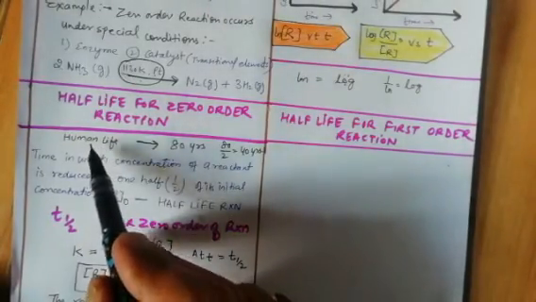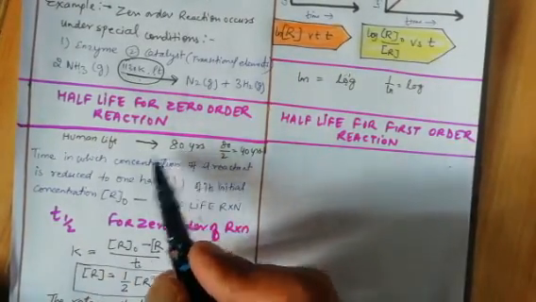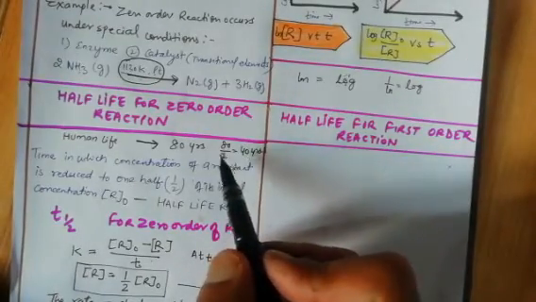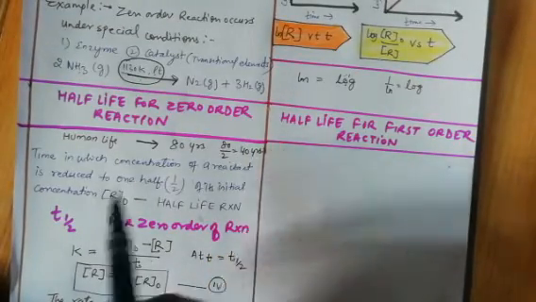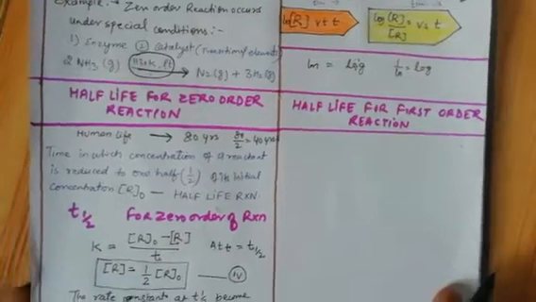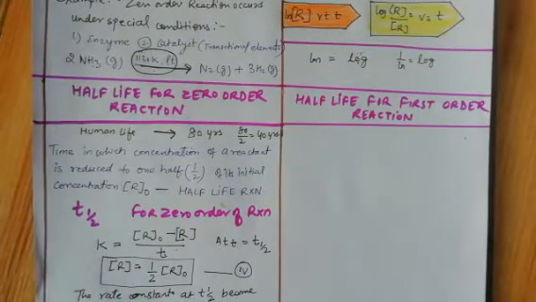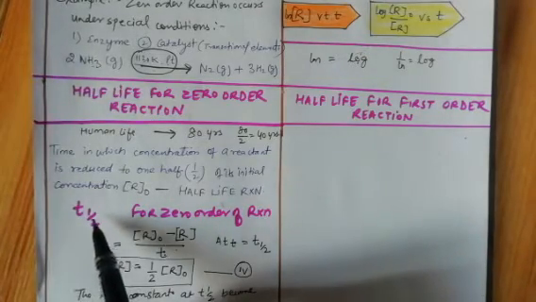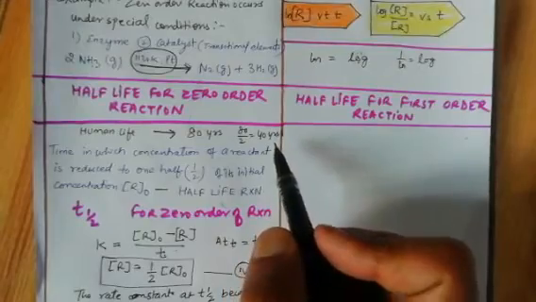Half-life is like this: human average life is 80 years. So what will be the half-life? 80 upon 2, 40 years. In the same way a reaction also has a half-life. So we are talking about the half-life for first order reaction. For zero order it is very clear, t half. So here also we will take t half.